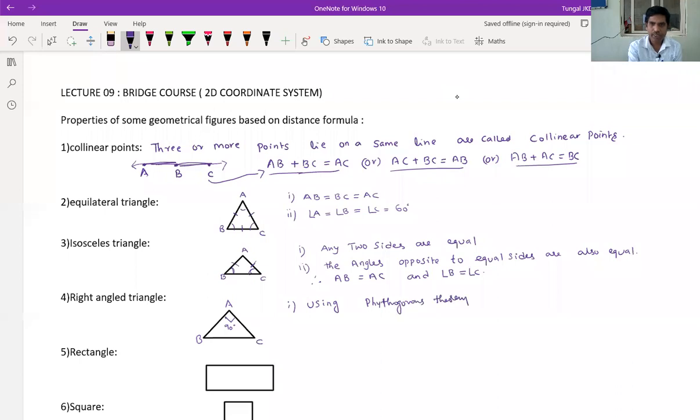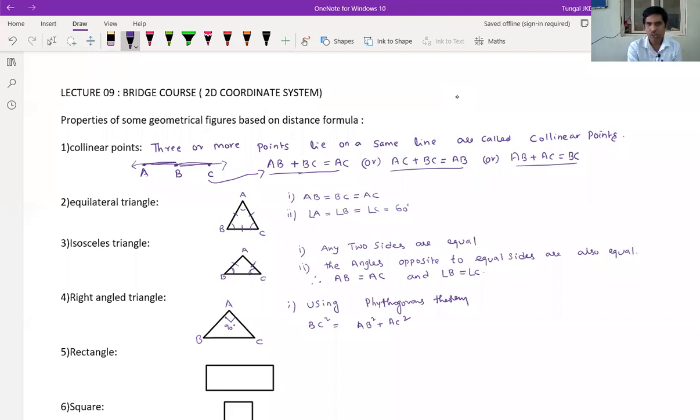So what is Pythagoras theorem? Nothing but, for this triangle, BC square is equal to AB square plus AC square. Why? Because the angle formed at vertex A is 90 degrees. That's why Pythagoras theorem is applied: BC square is equal to AB square plus AC square.